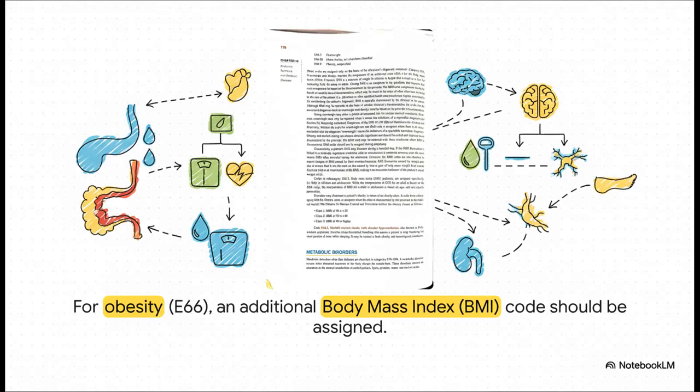This is a perfect example. The guidelines are really clear that when a patient is diagnosed with overweight or obesity, you should also assign an additional code for their body mass index, or BMI, as long as it's documented, of course. This gives so much critical clinical information.